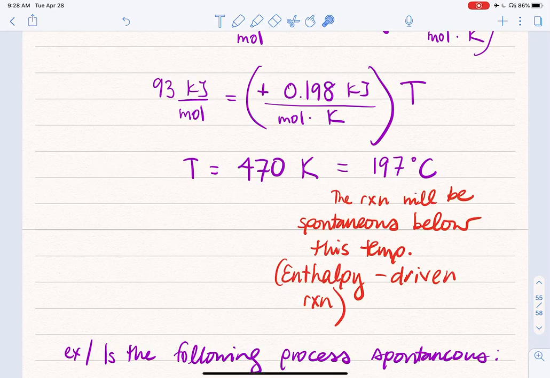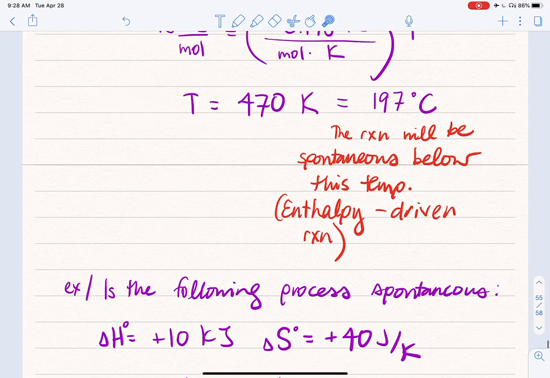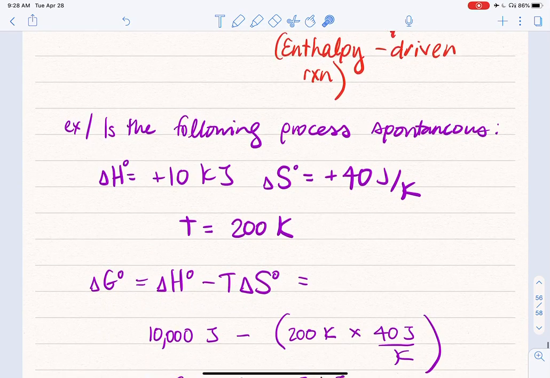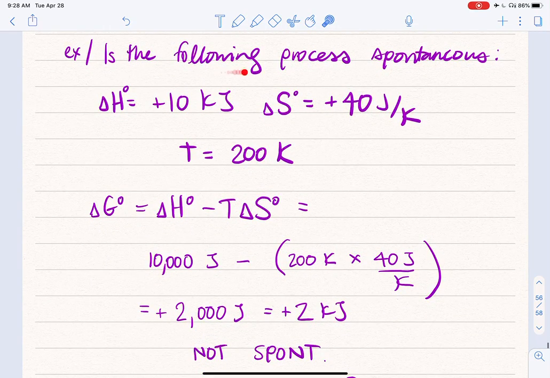So let's do a similar problem, looking at a second example. Is the following process spontaneous? Here I'm giving you delta H and delta S values that are both positive, 10 kilojoules and plus 40 joules per Kelvin, per mole of the process. And the temperature is, say, 200 Kelvin.